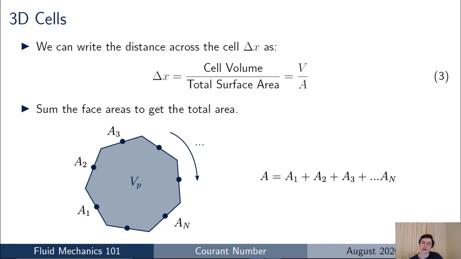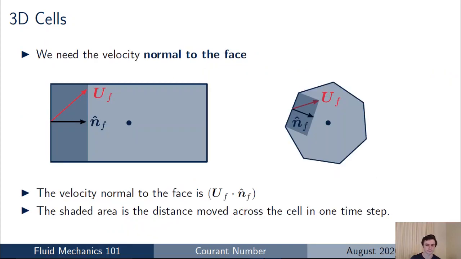We can go further and say that the total surface area is made up of the sum of the face areas that make up the cell. So for our given cell, we take the volume and divide by the sum of the surface areas of each of the individual faces, and that gives us a metric for the distance across the cell that we use in the Courant number calculation. And that's valid for any shaped and sized cell.